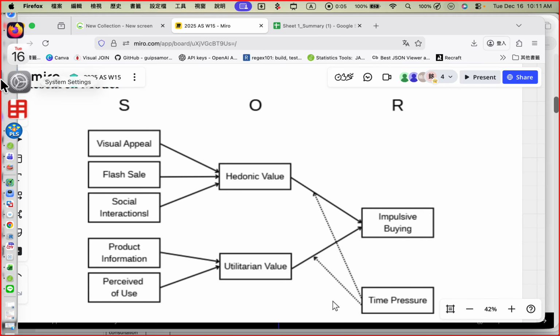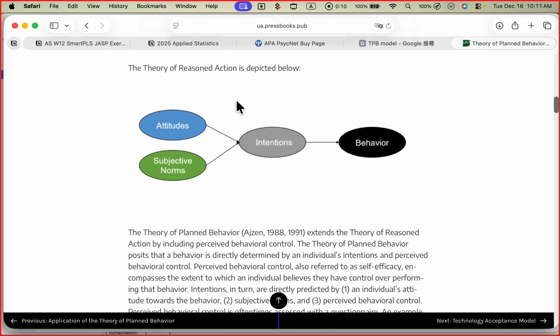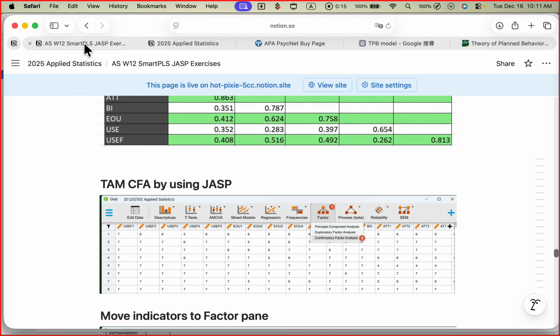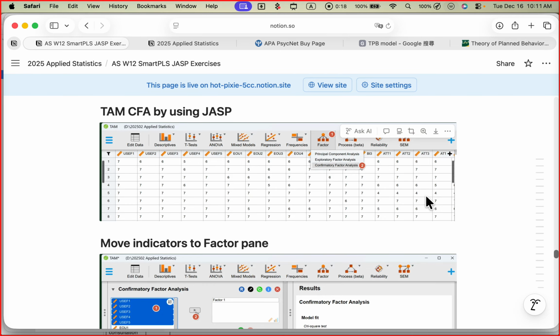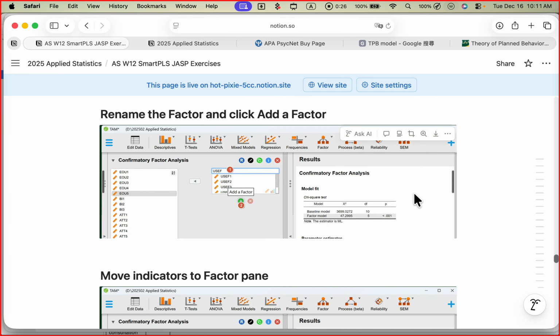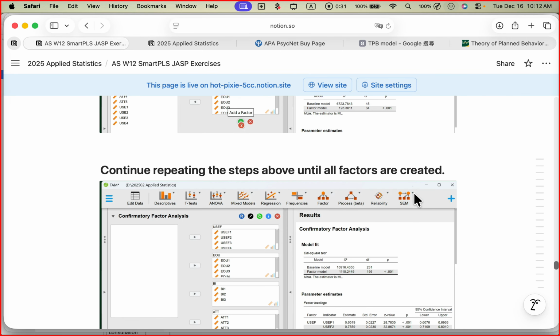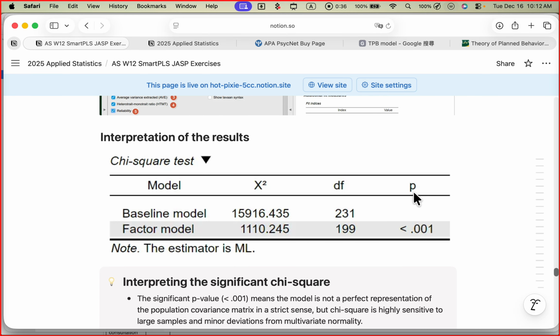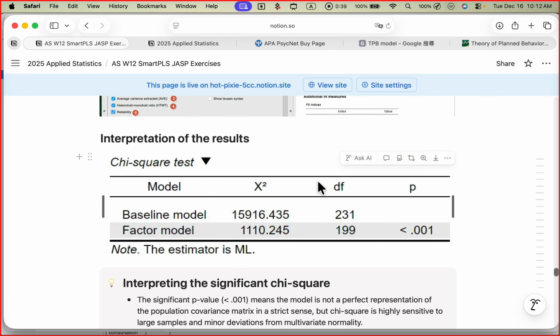Now let's revisit the CFA again. Okay, we'll apply the CFA to the TM dataset. So we need to generate 5 factors. Right, 5 factors. Okay, now let me just stay here. You can follow my demonstration step by step.